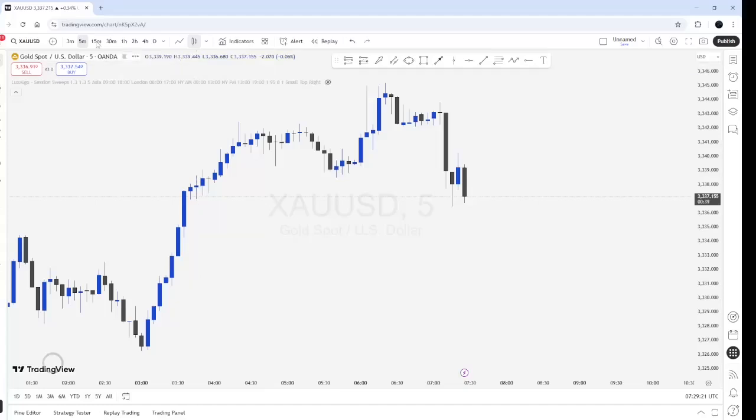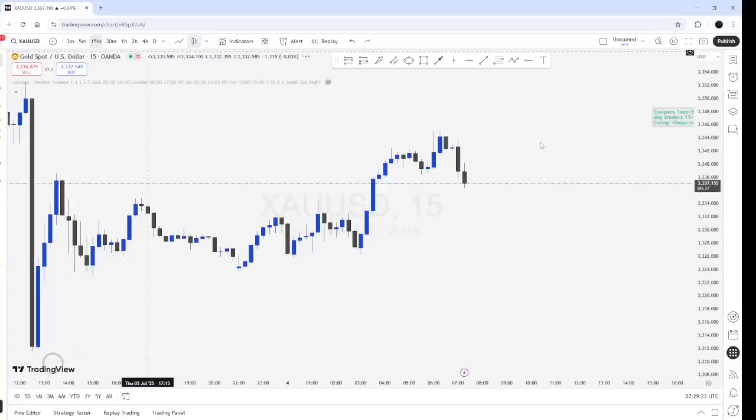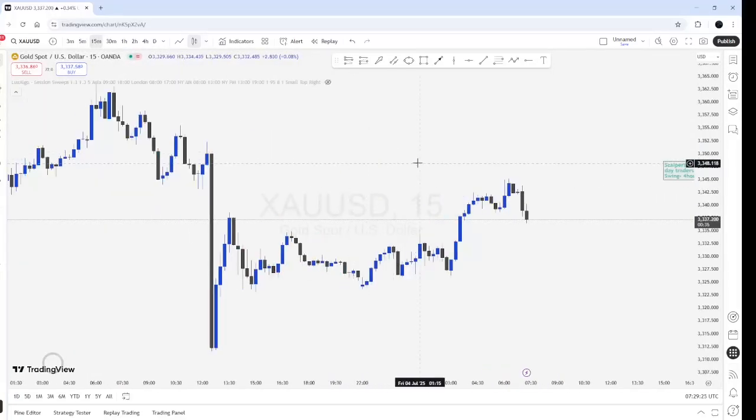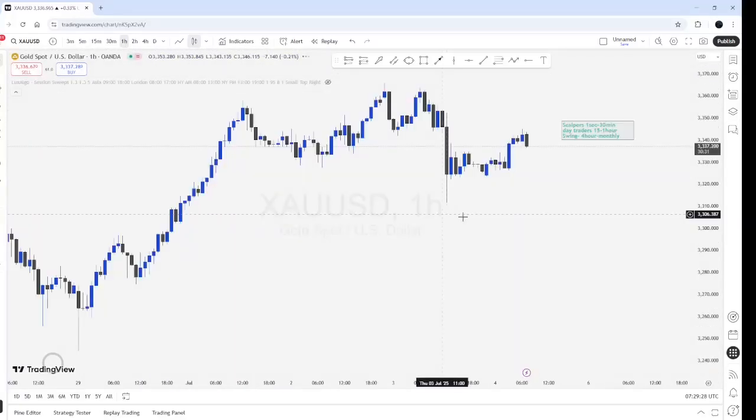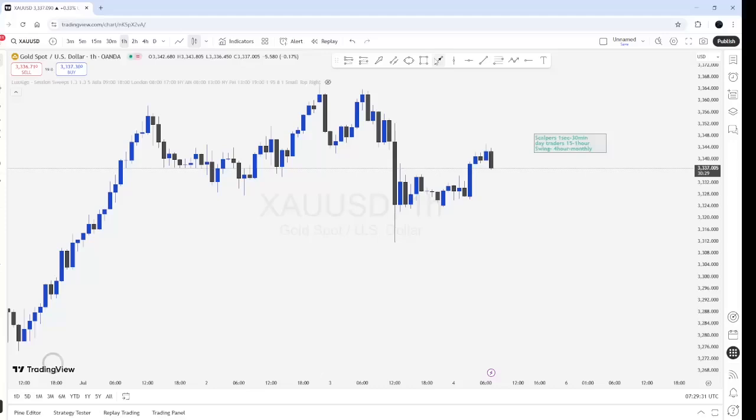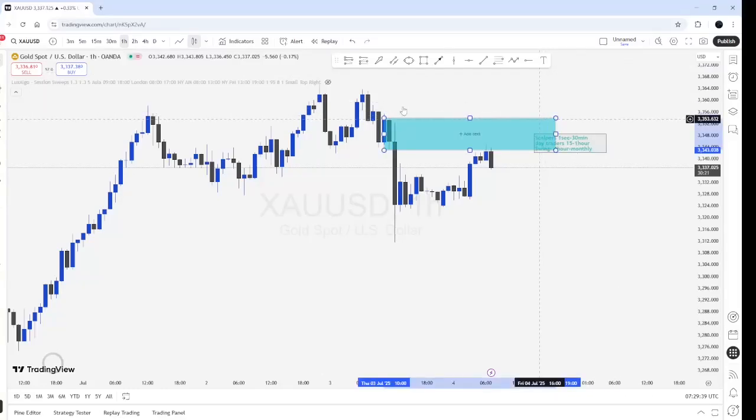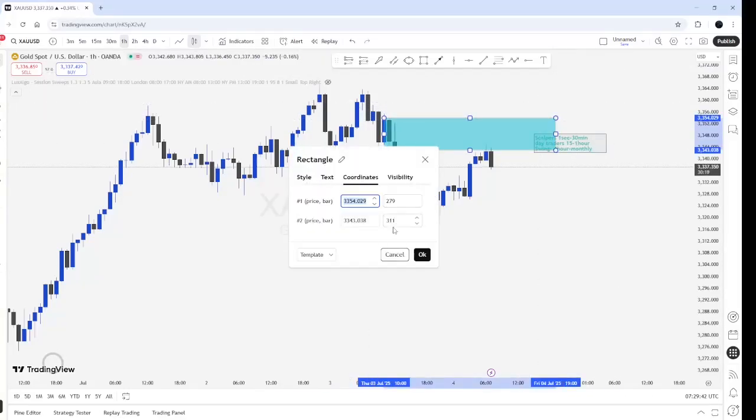You can see gold, today is a holiday, but I don't know why gold is giving us a trade setup like that. Gold is giving us a trade setup. Alright, let me change this color. Okay, so now let me talk about the tools.